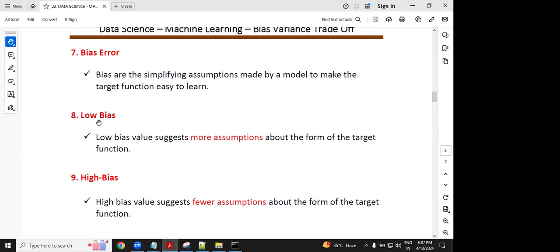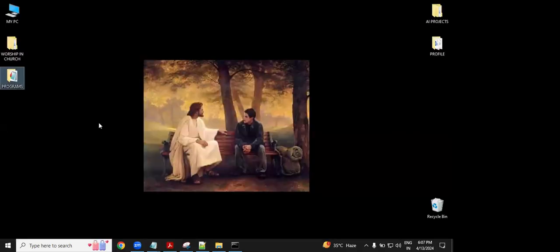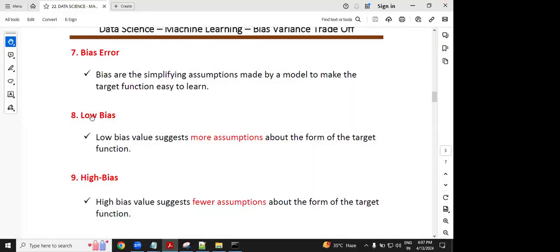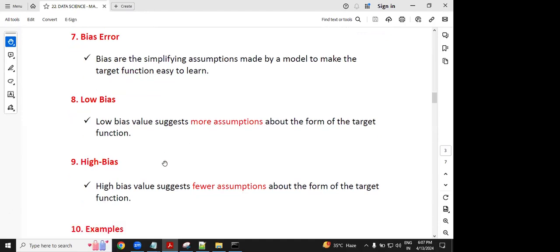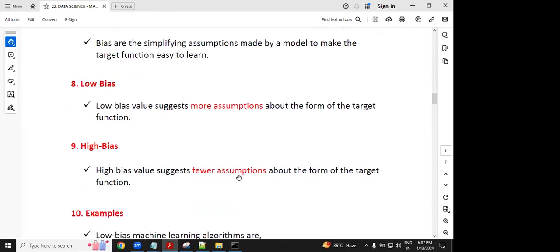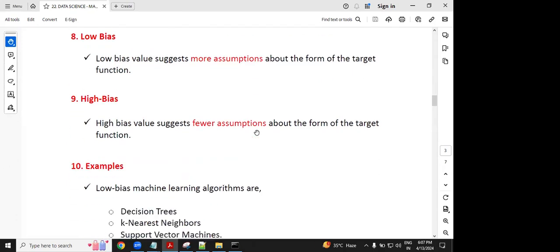There are two types of bias. First one is low bias, next one is high bias. Whenever you are saying low bias, having what exactly, sir? More assumption. High bias having what exactly? Less assumption.